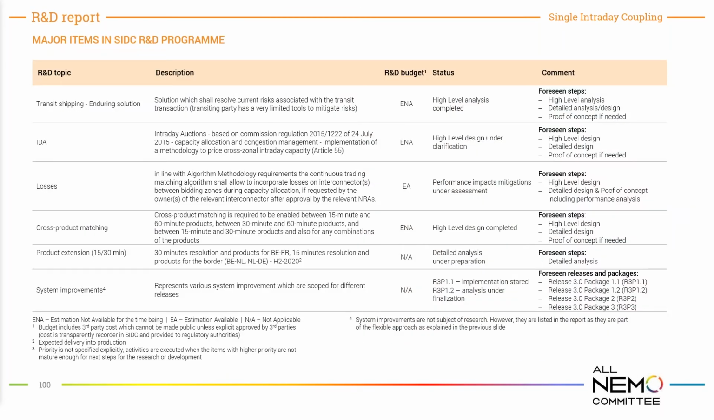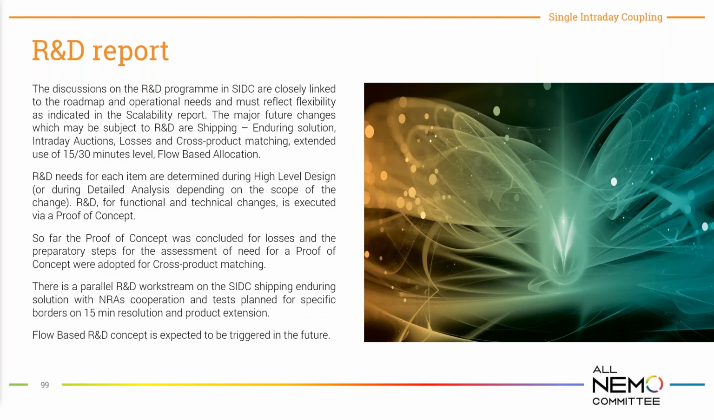So I already touched that. Sorry, can you go? Yeah, thank you. I already touched that we have some RFCs in the roadmap which are also part of research and development program. So you can see that there is close link. We need to keep in mind this flexibility mentioned in the part about the scalability report. So we need to keep in mind that we need to consider the regulatory needs, operational needs, and other aspects when prioritizing the changes. The major changes which are in front of us are, as already touched, enduring solution, intraday auctions, losses, cross-product matching, extension of use of 15-30 minutes products, and flow-based allocation.